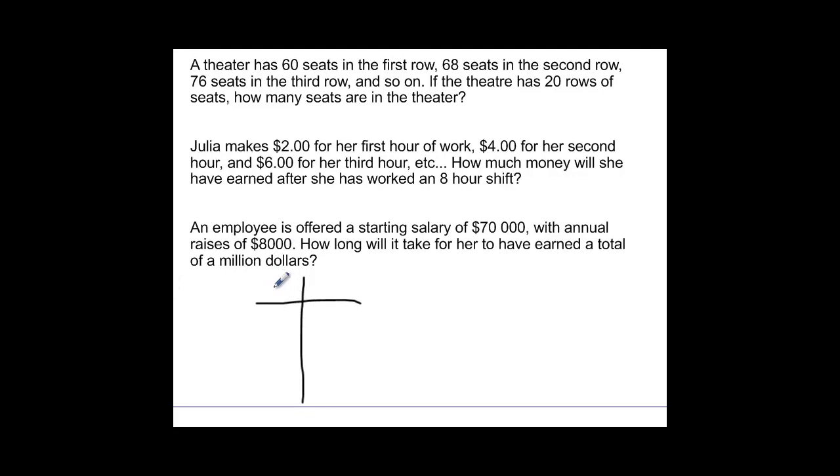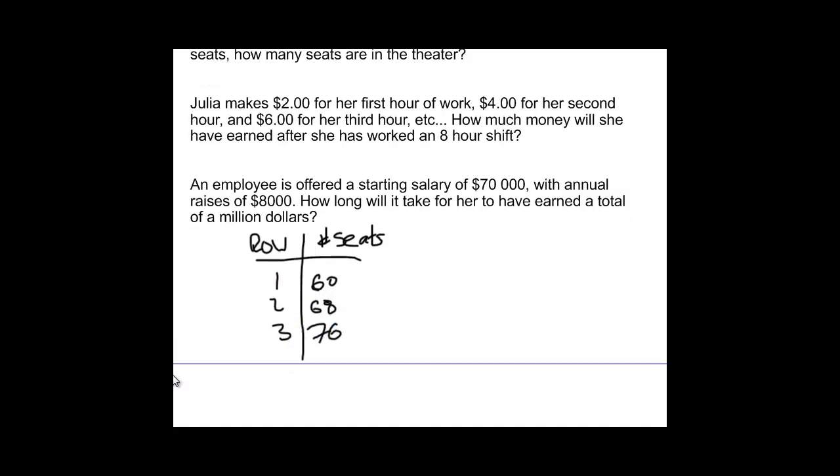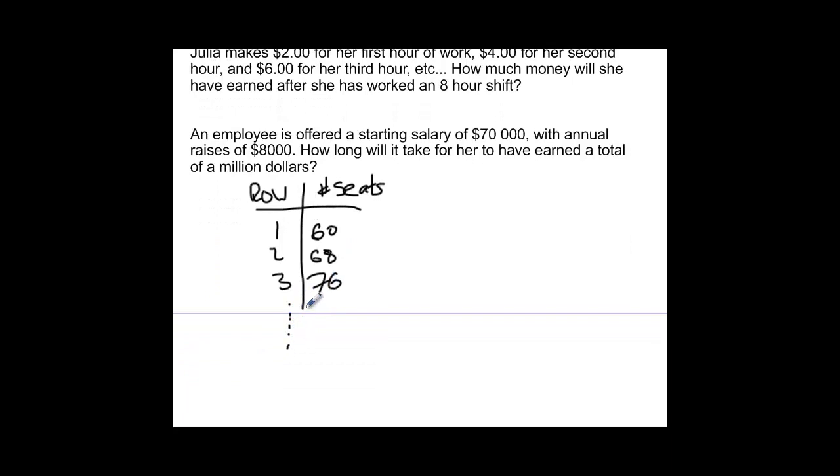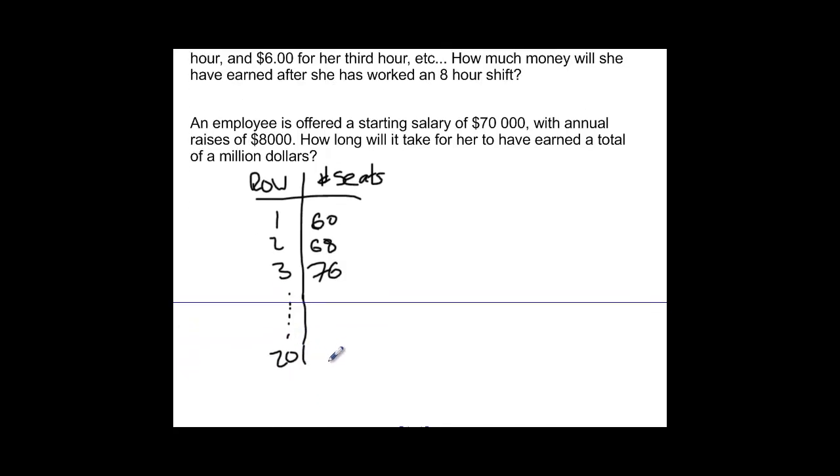So in this column here, I might put down what row it is, and here I might say how many seats there are. So in the first row, there's 60 seats. Second row, 68. Third row, 76. And I could keep this going, but that's not good math. My goal is, by the 20th row, I don't actually just want to know how many seats there are. I want to have added all of these numbers up and figure out how many total seats there are.